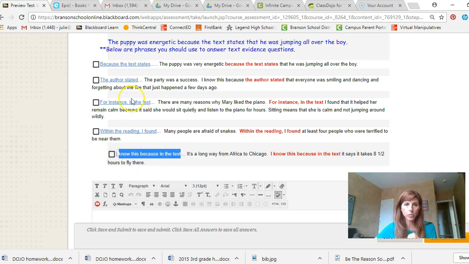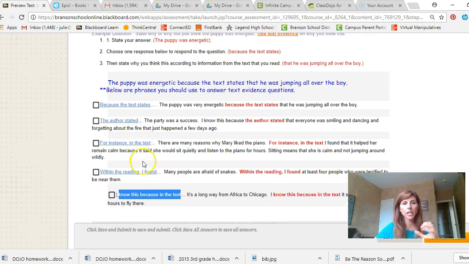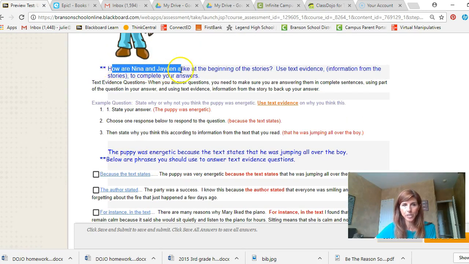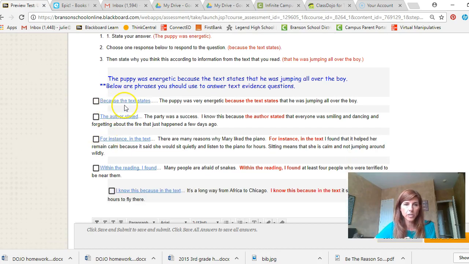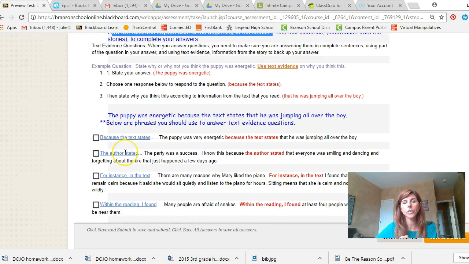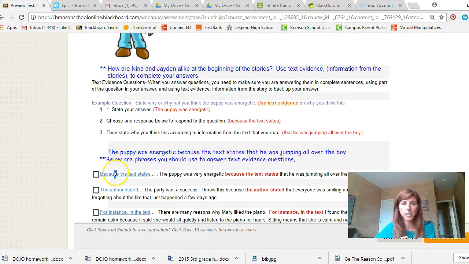So these will be an outline given to you that you can use today to answer this question: How are Nina and Jaden alike at the beginning of the stories? You can answer that in a couple of sentences. Nina and Jaden are alike at the beginning of the stories in a couple different ways. And then I could choose one of these. We can say Nina and Jaden are alike at the beginning of the story because the text states this, this, and this. So you have to read the stories in order to answer these questions.